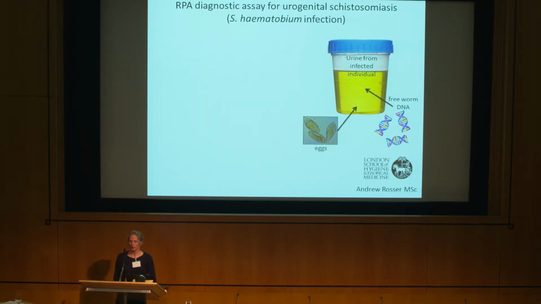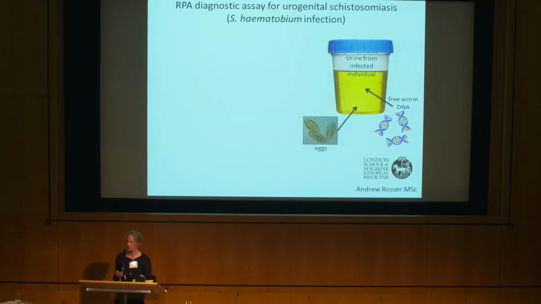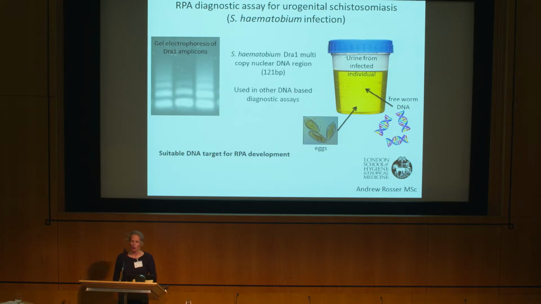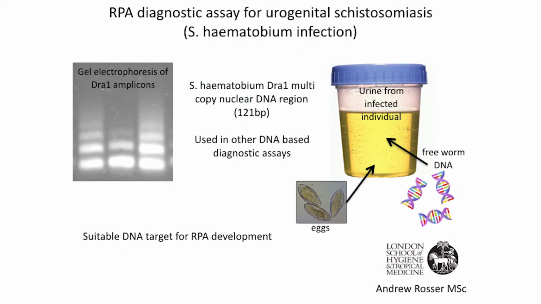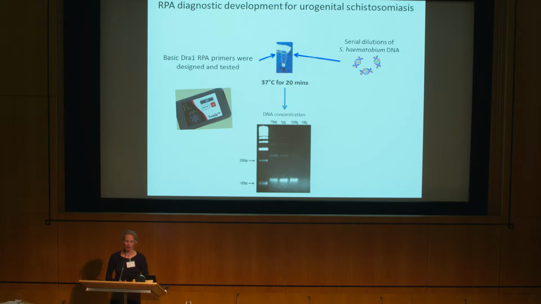So in collaboration with the London School of Hygiene and Tropical Medicine and through an MSc project, we worked on developing an RPA diagnostic for urogenital schistosomiasis. And the principle of this was based on detecting either eggs or free parasite worm DNA in urine samples. We decided to go for a target DNA known as the DRA1 repeat. It's a highly repetitive region in the genome, so this was going to offer us higher sensitivity. And from that, we designed RPA primers to target that DNA repeat.